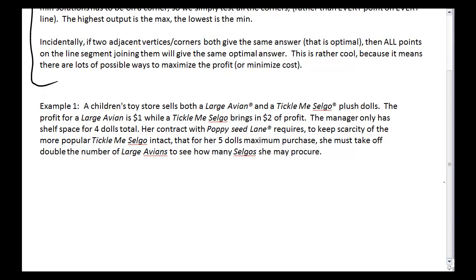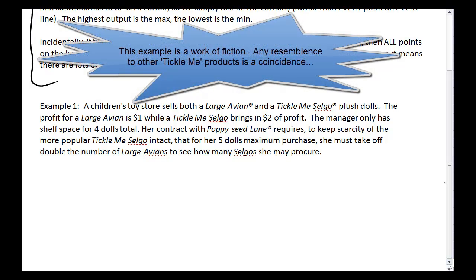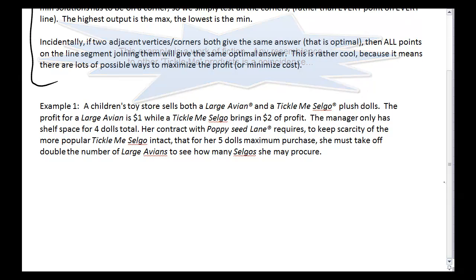So I have a children's store that sells both a large avian and a Tickle Me Selgo plush doll. No copyright infringement intended. The profit for a large avian is $1, while a Tickle Me Selgo brings in $2 of profit. The manager only has shelf space for 4 dolls total, and her contract with Poppy Seed Lane requires, to keep scarcity of the more popular Selgo intact, that for any 5 dolls she purchases from them, and that's the most she can, she has to get rid of double the number of large avians. So if she buys a large avian doll, then it's going to have to be 5 minus 2, because we're getting rid of 1.